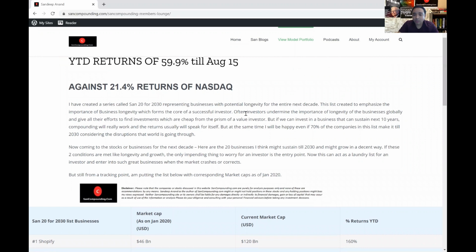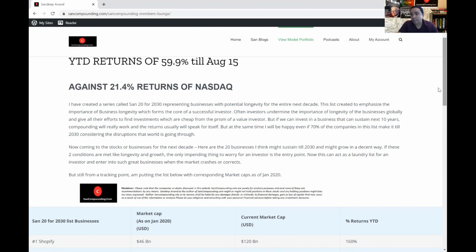Investors often undermine the importance of the longevity of businesses globally and give all their efforts to find investments which are always cheap, from the prism of a value investor, which is not bad. We need to have the prism of a value investor, but the entire portfolio should not be completely comprised of pure value. You should have a balance of growth, value, earnings power, and all of that. So that's how I created this asset allocation portfolio.